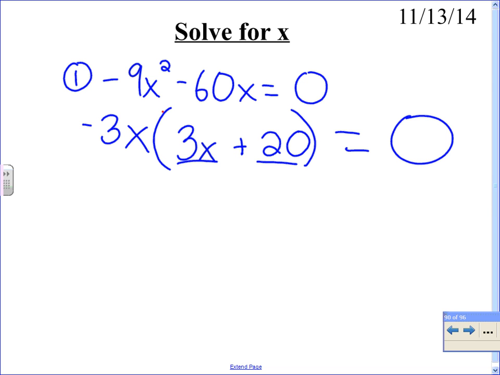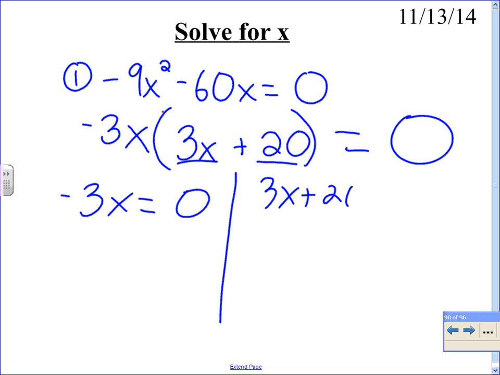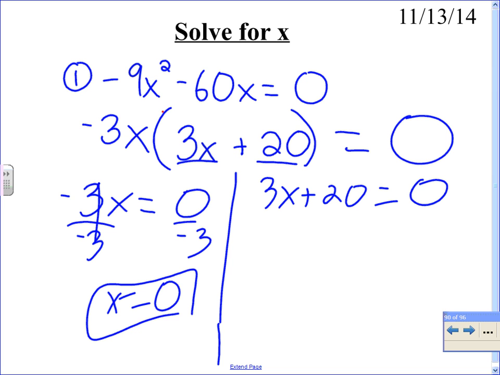Okay, so our next step is what? What's our next step? Dan? Split them up. We have to solve. -3x equals 0 is one of them. 3x plus 20 equals 0 is another one. All right, so to solve this one on the left, what do we do? Matt? Divide both sides by -3. 0 divided by -3 is 0. So you get x equals 0.